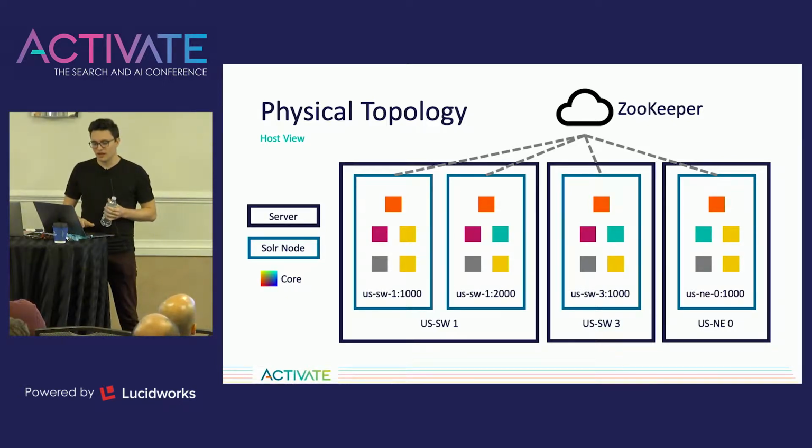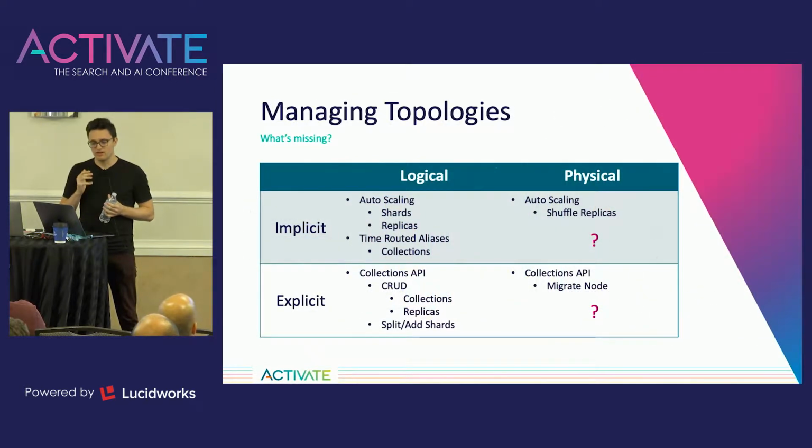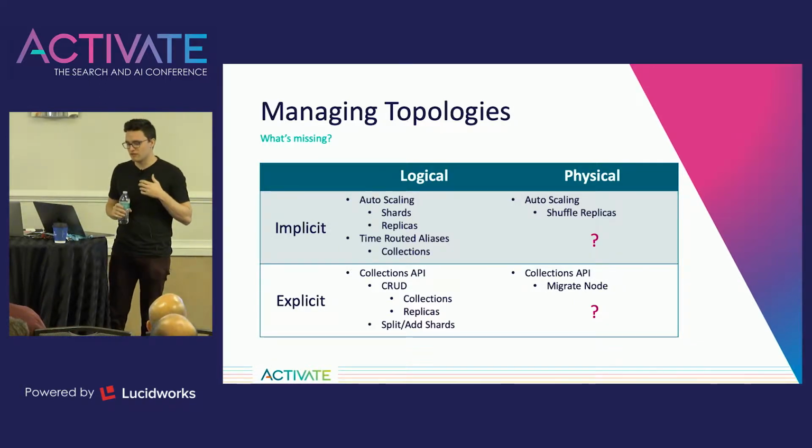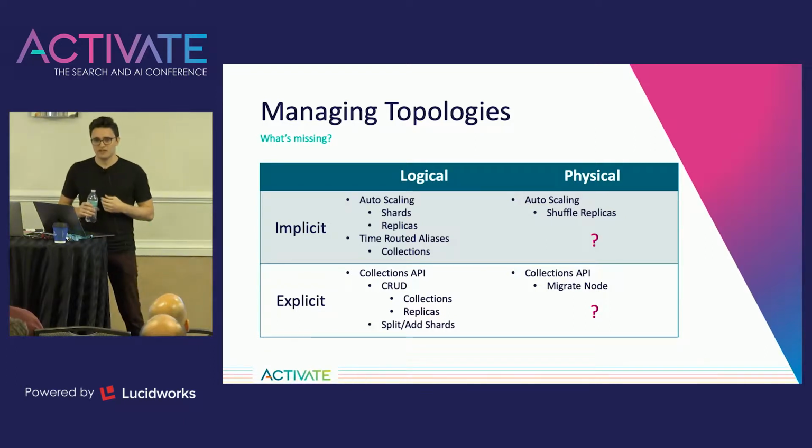And so if we look at the actual ways that Solr gives us to manage these topologies, we can see it's not evenly distributed. The logical topology has a lot of features within Solr for management. The implicit router gives us auto-scaling. This means that we can automatically spin up new replicas when we have high query traffic. We can split shards if they get too big, and so on.